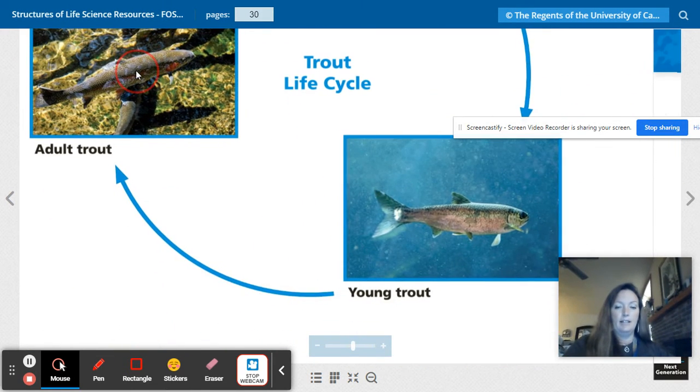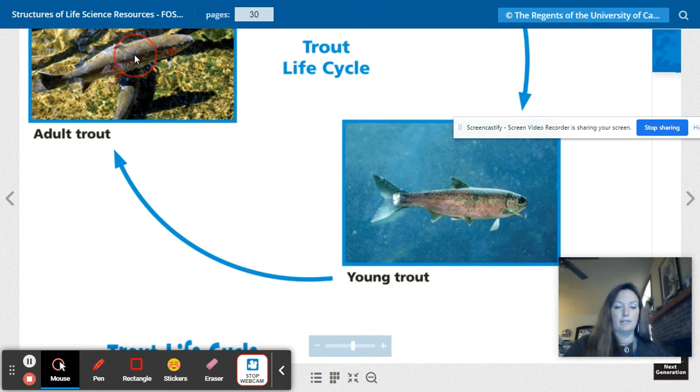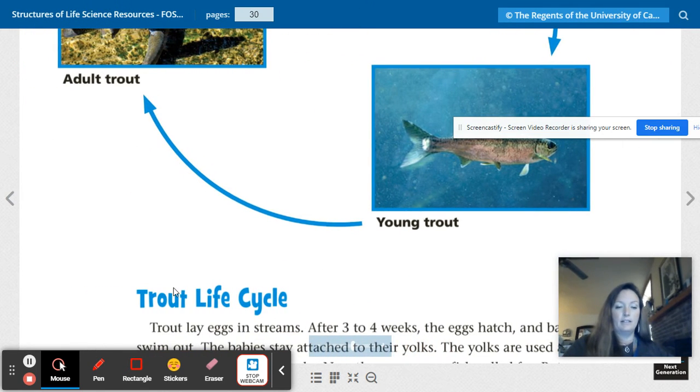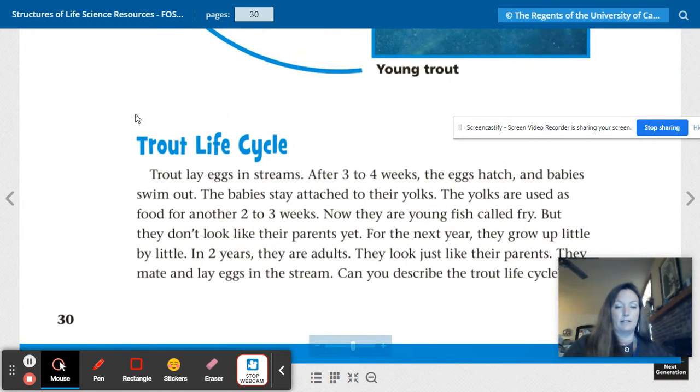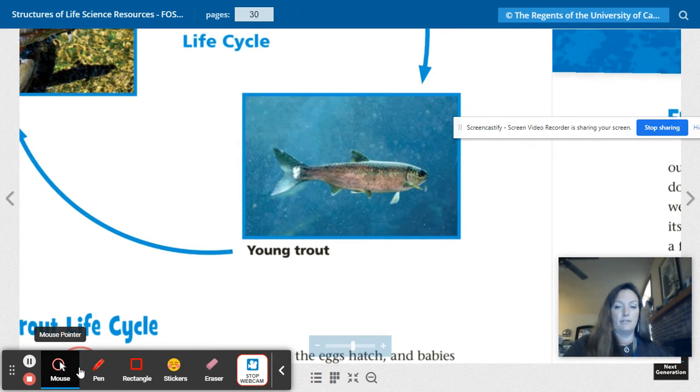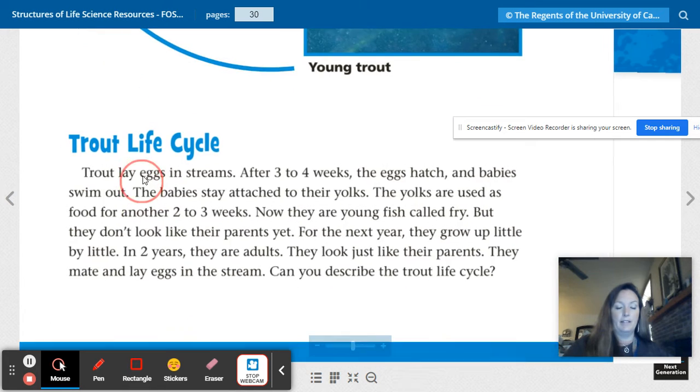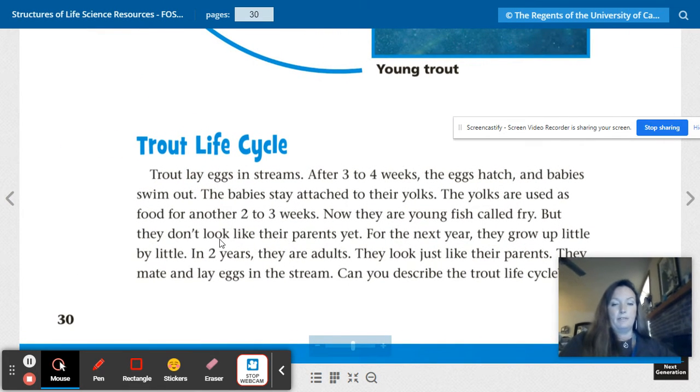And then the life cycle of a trout. Trout life cycle. Trout lay eggs in streams, and as we can see, a trout is a type of fish. It's popular for those who like fish, and it's often dinner and lunch all across the world. After 3 to 4 weeks, the eggs hatch. The babies swim out.